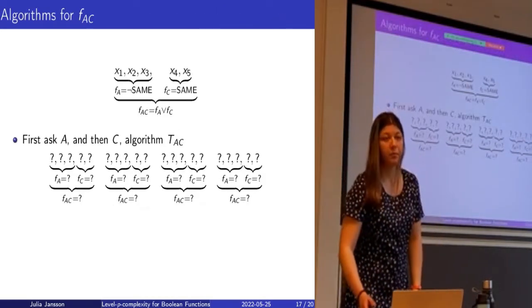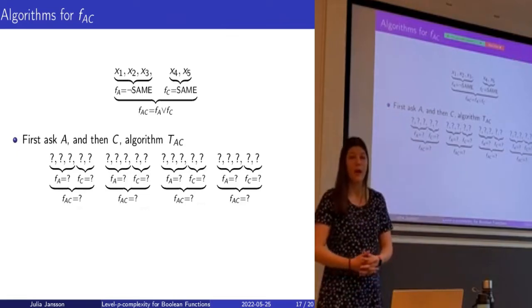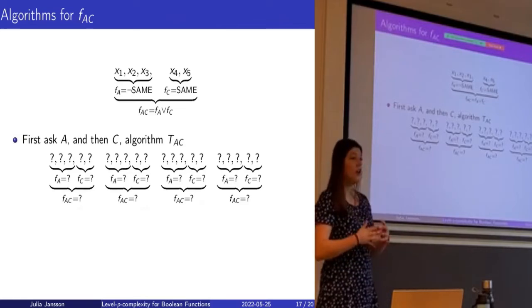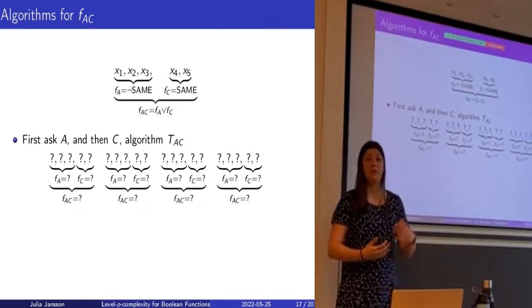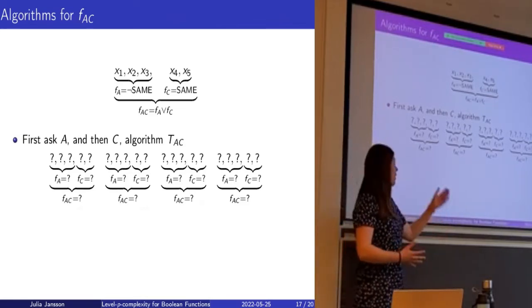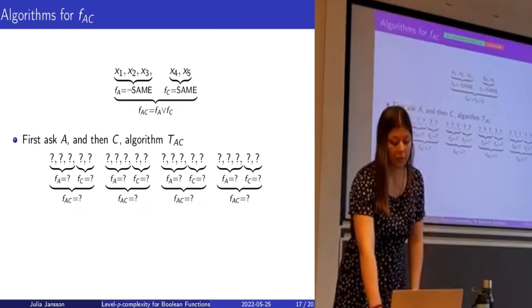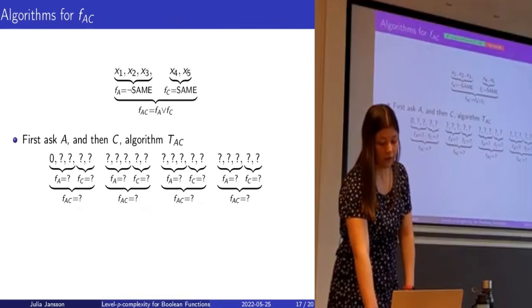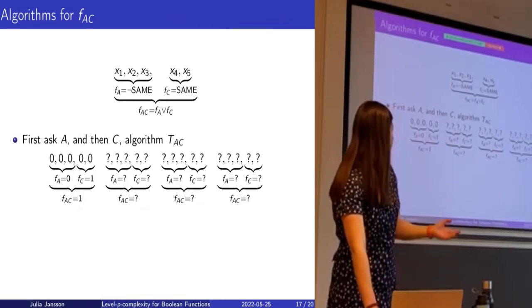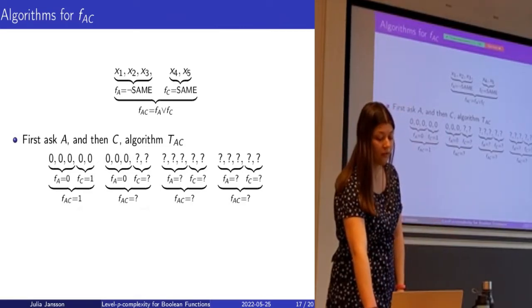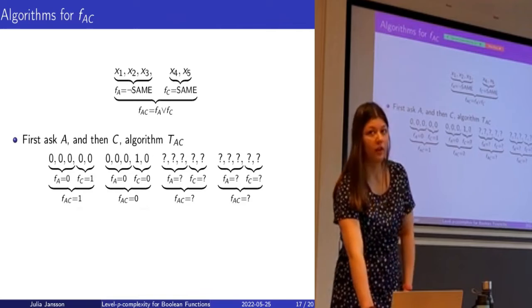So we show some algorithms now of how to evaluate this function. And the first one is if we first ask all of the bits in A, and then the bits in C if needed. And we call this TAC. So we show this here for the 4 examples. First, we have to ask all of the questions in the first example. Then for the second one, we also have to ask all of them.